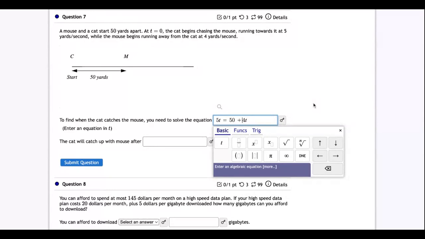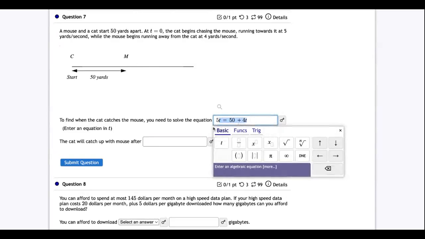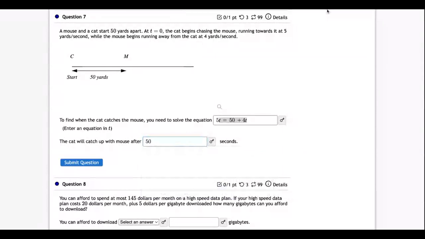So it takes 50 seconds for the cat to catch the mouse. And the cat will catch up with the mouse after 50 seconds, right? Because you just solve from this equation. You minus 4t on both sides, t equals 50. Does it help? Okay. Next question.